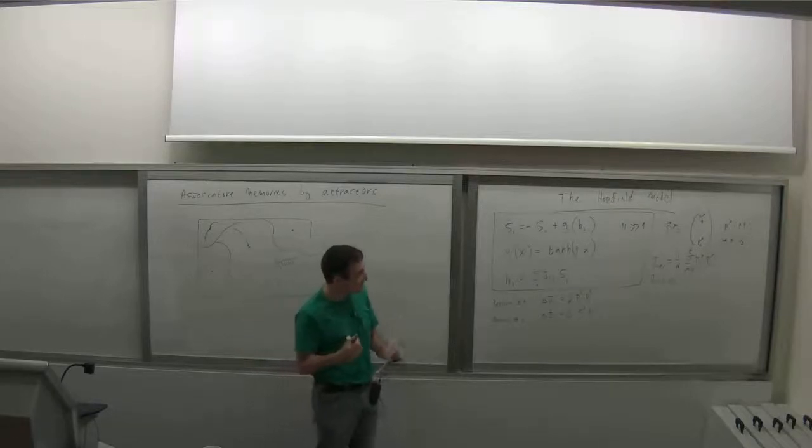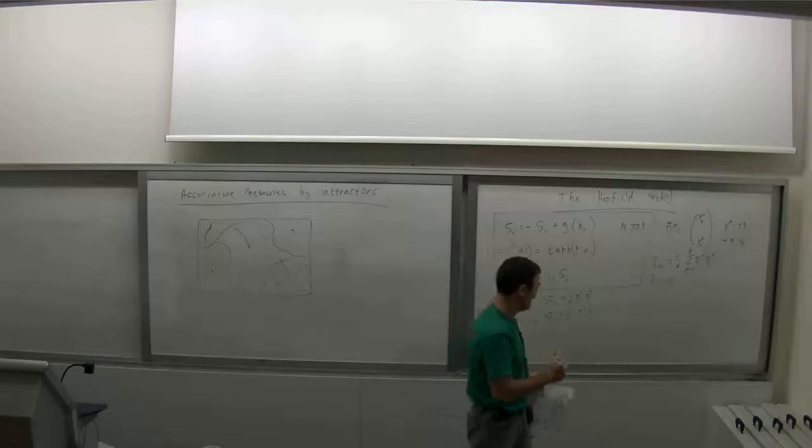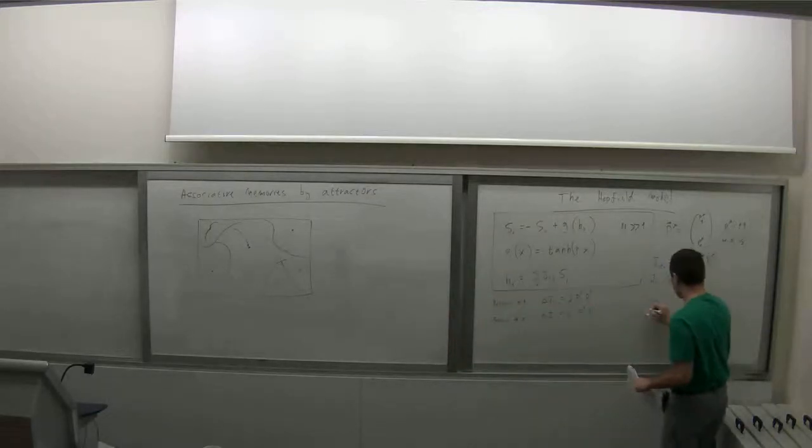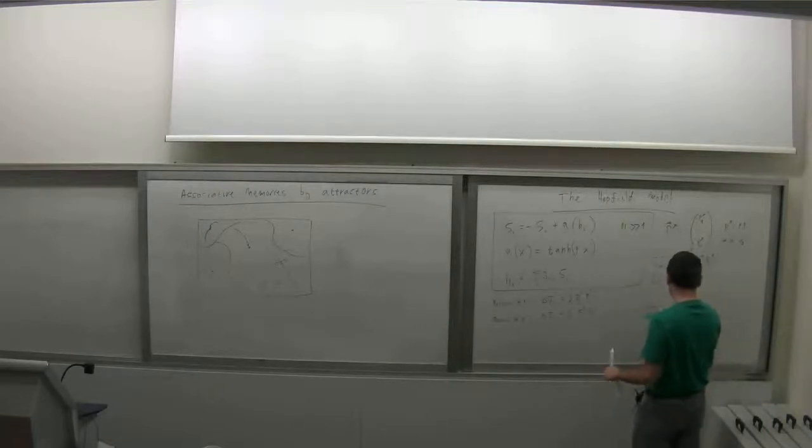The second aspect of the biological plausibility is that the synapse between neuron I and neuron J, so we have neuron I and we have neuron J, and they are connected.